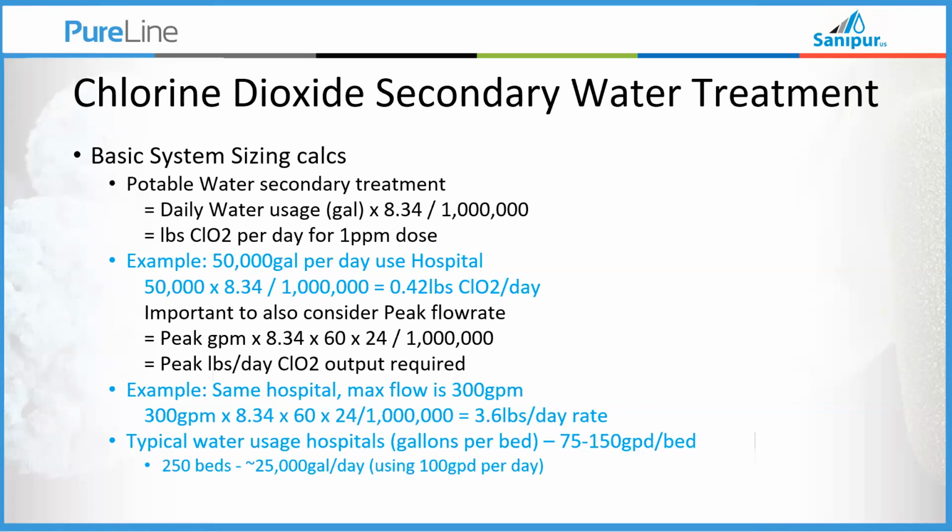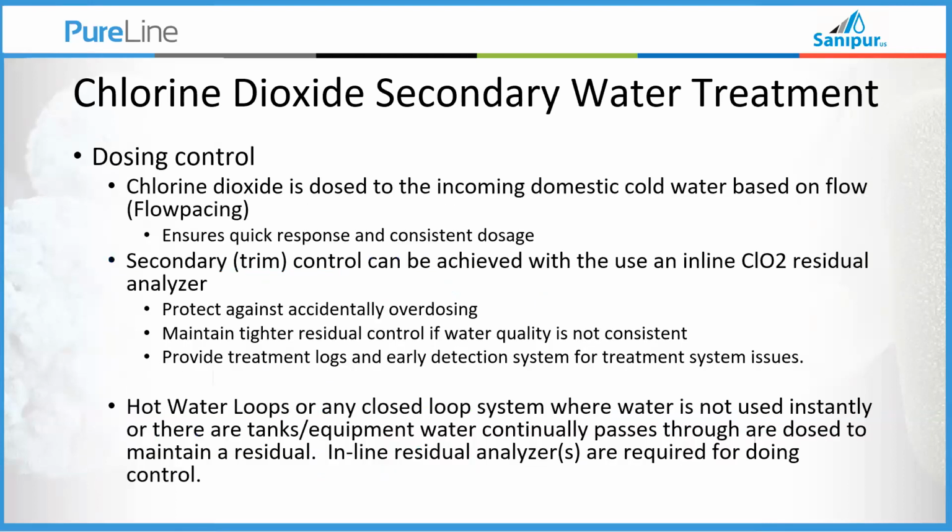Typical hospitals, we treat them all over the country, about 75 to 150 gallons per day per bed. Because most of the time there's not 100% occupancy, that number generally leads to a fairly accurate calculation of water usage for that facility. So a 250 bed hospital is about a 25,000 gallon per day water usage, and we can use that for calculating what size of system or how much chemical might be needed.